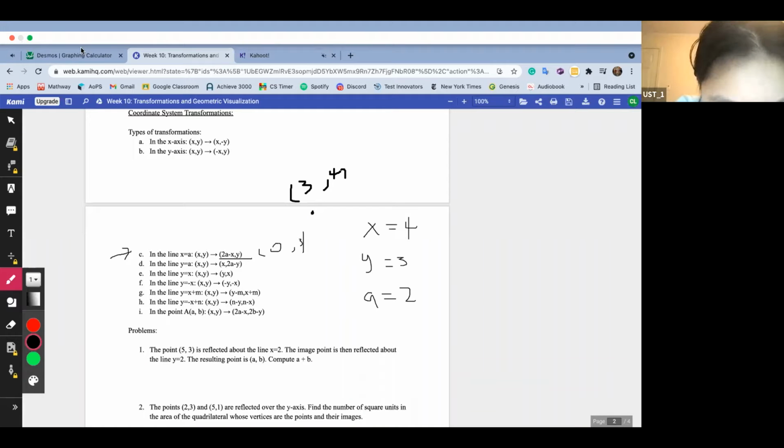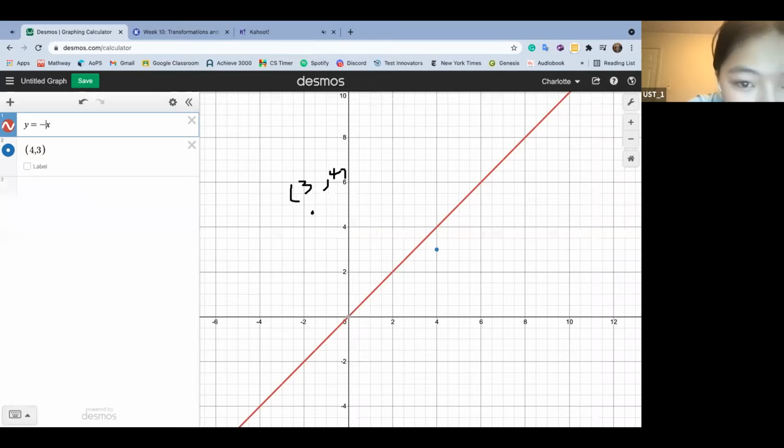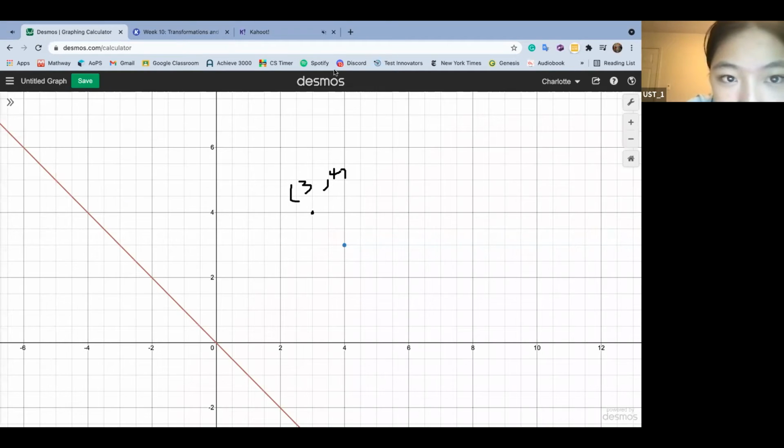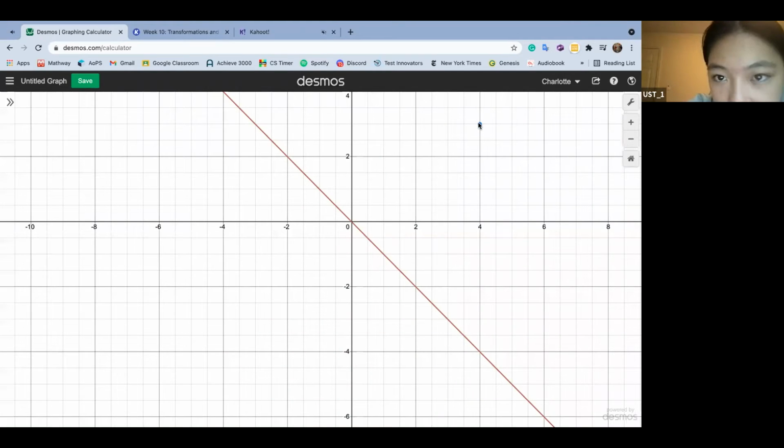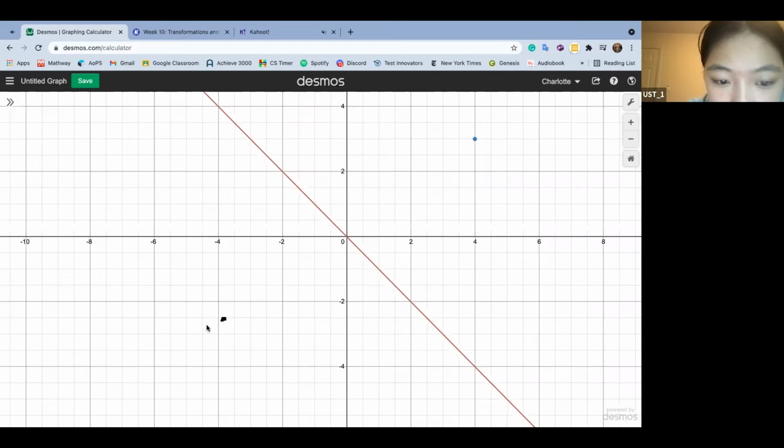And then the next one, y equals negative x. So I'm just going to flip this. This is very similar. You just look at it and it would be over here because it's 4 over and 3 down. So for the formula for this, the point x, y would become negative y, negative x.